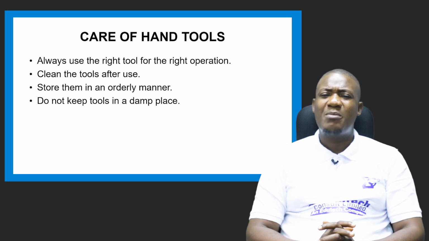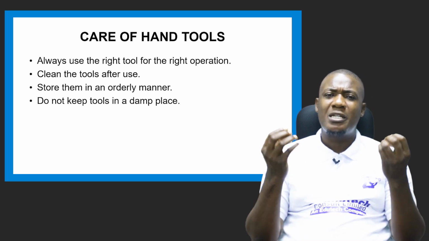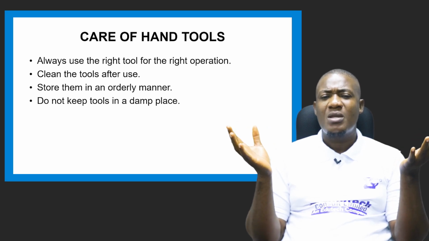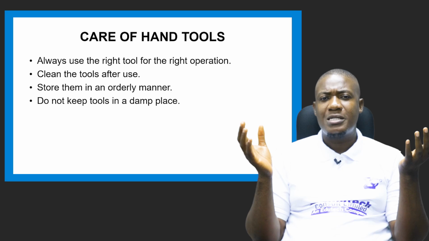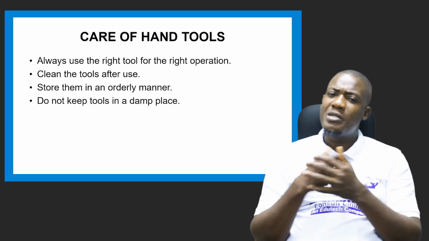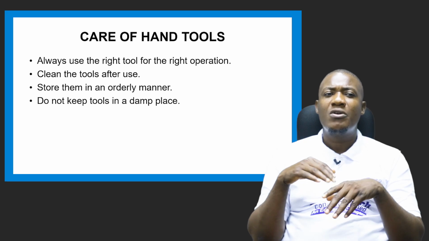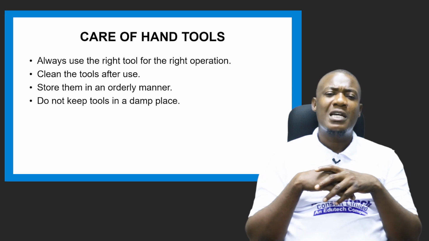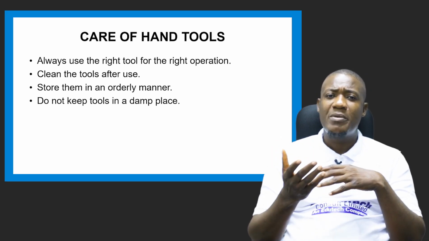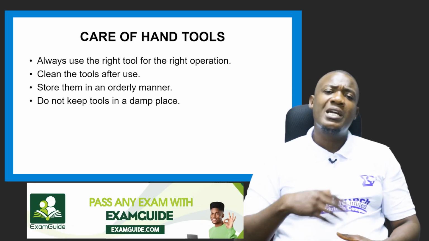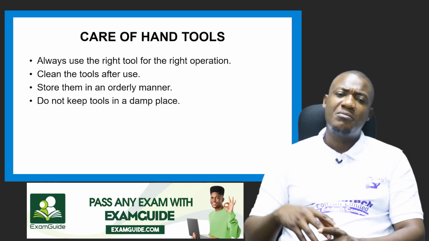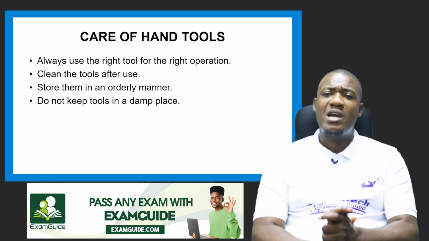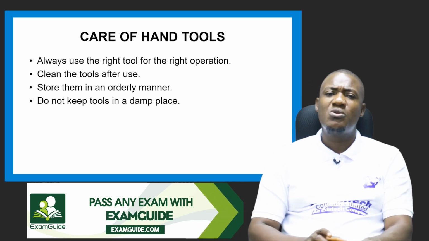Don't keep your tools in a damp place. They are made up of iron. They are metals, and they can corrode. They can rust, and when they do, they lose their quality. Those that have cutting edges start becoming blunt, so it will be difficult for you to use them again. Before you use them, you may have to go and resharpen them, and when you file these tools, they will wear out. So it's important we take care of our hand tools. Very, very important we do that.